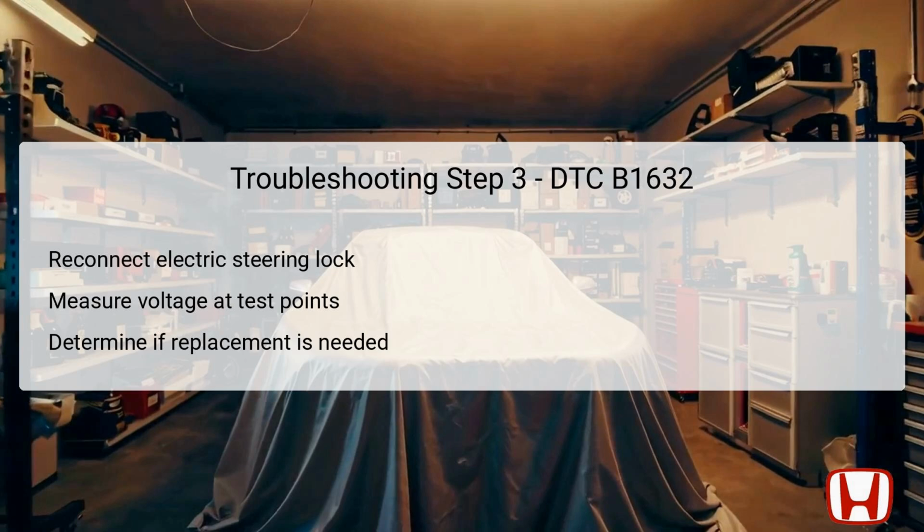If there is battery voltage, this suggests that the electric steering lock is faulty and needs to be replaced to resolve the DTC B1632. Conversely, if there is no voltage present at this stage, it signals that the body control module itself is defective and requires replacement. Each measurement taken in this step is crucial for accurate diagnosis and subsequent repair.